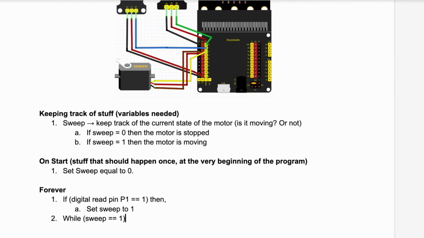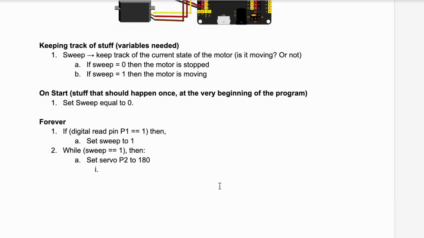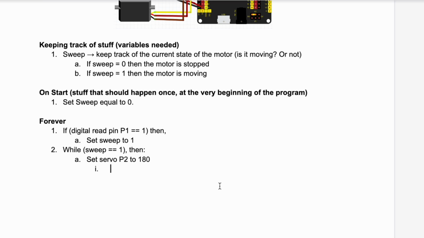So if sweep equals 1, what should happen? Well, if sweep equals 1, then we should move the servo. So we're going to set the servo that's located at pin 2. We want to set that to, we could just set this to 180. We're assuming it was already at 0, but we'll set it to 180. Now, there's a much more sophisticated way to do this that we'll visit later, but for now, we're going to say set to 180. So it's going to move from wherever it was and sort of move relatively quickly to 180.